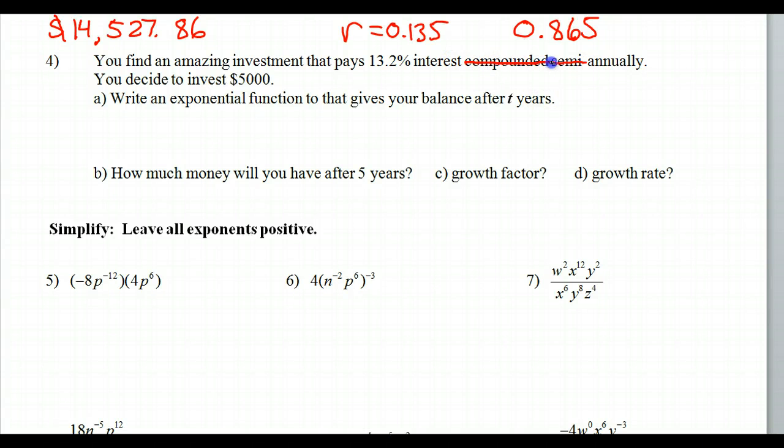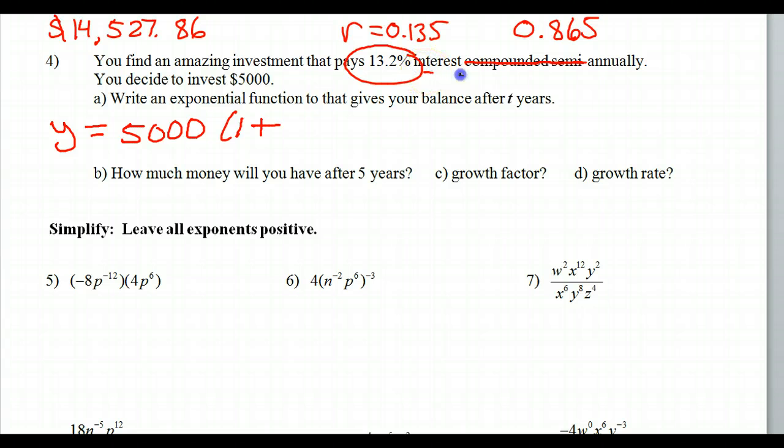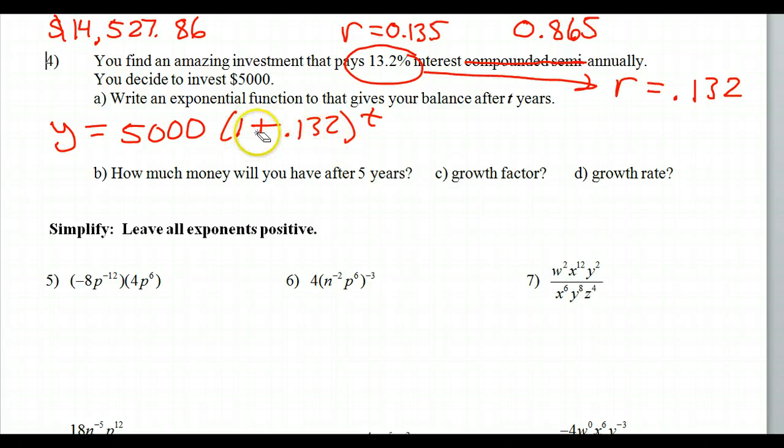In fact, I'll cross out the word compounded too. We'll do compound interest in another lesson. Anyway, so we're just going to do your basic model. So it'll be the initial amount of $5,000. This is growth. So I'm going to do 1 plus the rate. Okay, again, this percent, if I want the rate, I have to move the decimal point twice. So this would be 0.132. So 1 plus 0.132 to the power of time. And of course, I will go ahead and add these together and just put 1.132.